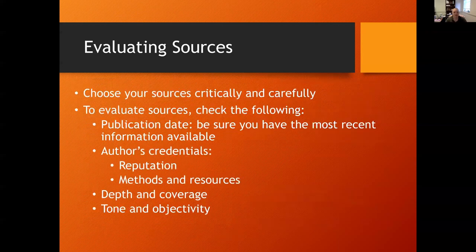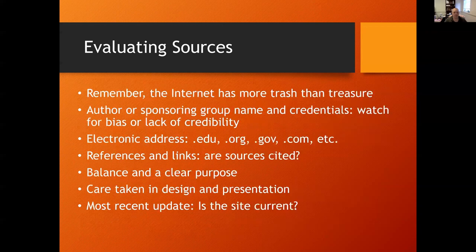In order to evaluate sources, you need to make sure you choose your sources very carefully, analytically, and critically. So check out the following things, such as publication date. Make sure you try to stay within the past 3 to 5 years when you're looking at documents. That's going to be the most current. You want to know about the author's credentials. Are they a subject matter expert in the field that they're writing about? What is their reputation? What methods and resources do they use? You also want to look at the depth and coverage which is in those sources, and the tone and objectivity.